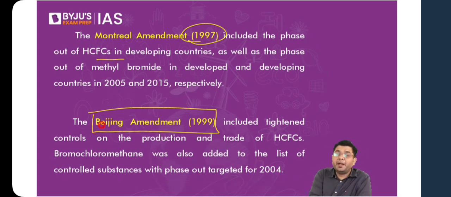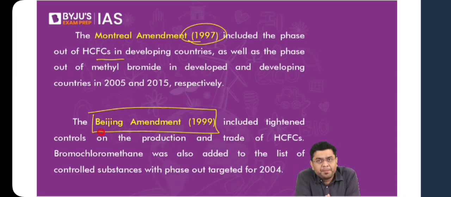Then came the Beijing Amendment. Now, Beijing Amendment. This was important because by this point of time, a new pattern, a new trend started emerging. And what was this trend? While the various different developed countries of the world, including the region of North America, including the region of Europe, the Western Europe, the so-called climate preachers for us.